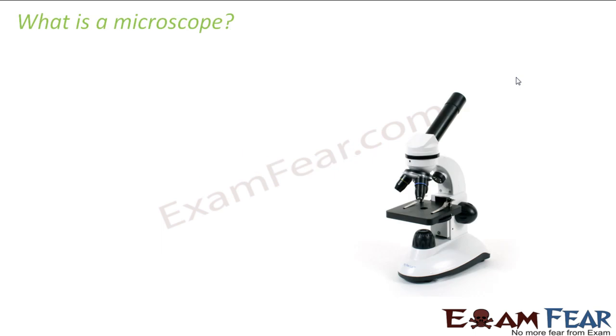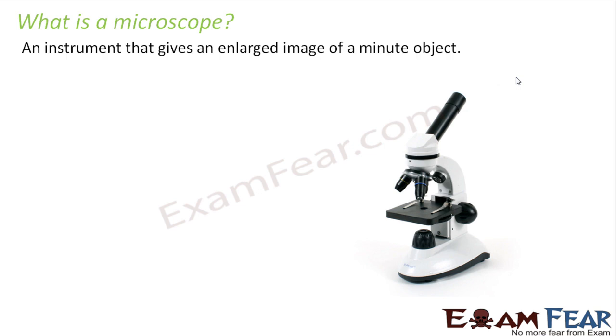Let us now talk about the next optical instrument, that is the microscope. So what is a microscope? You would have seen this, maybe you would have worked with a microscope in your science labs. It is an instrument that gives an enlarged image of a minute object. That means you have a very small object and you get a very magnified image of that object. So the magnification plays a very important role in the case of a microscope.